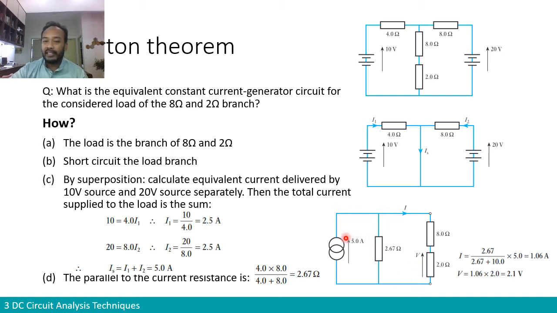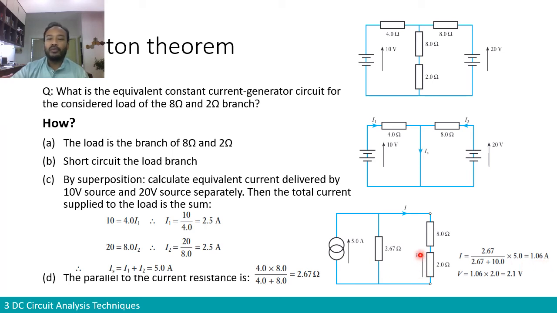So we have IS, the current of the generator, 5 amp, divided into two branches, into the internal resistor and into the load resistor. So I is the current divider: the current from the generator, 5 amp, multiplied by the internal resistor 2.67, divided by the sum of both resistors, 2.67 plus these two in series, which is 10 ohm. So we get the current I over here that goes through the load branch is 1.06 amps.